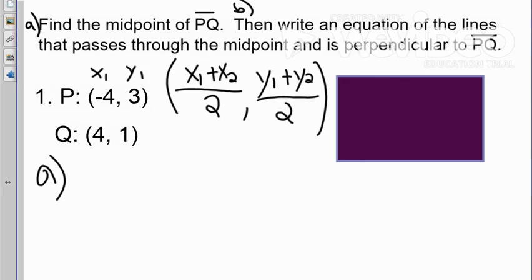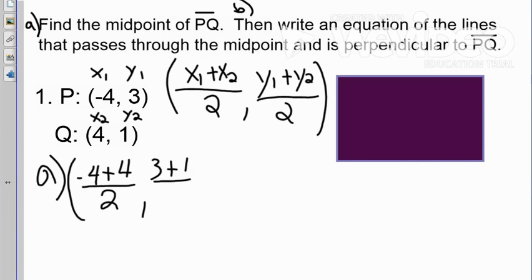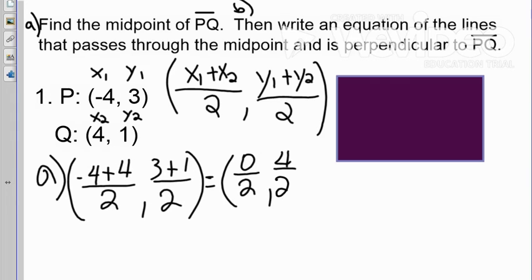So we've got x1, y1, x2, y2. We're going to add up those points and divide them by 2. So we've got negative 4 plus 4 divided by 2, and 3 plus 1 divided by 2. If we simplify these, we should get 0 over 2, comma 4 over 2. That gives me 0, comma 2. So there's your midpoint. That's part A, reviewing our stuff from part A. Now we're going to go to B.